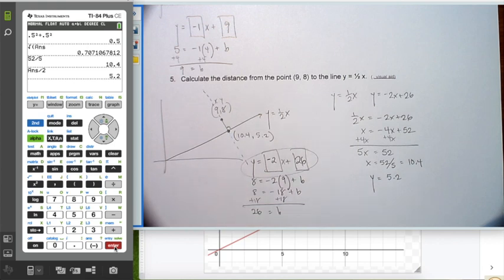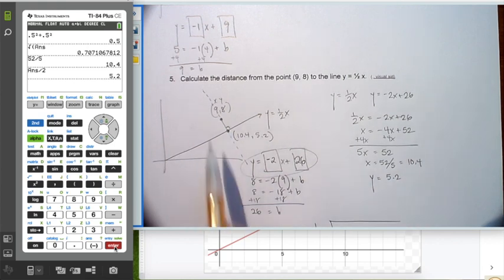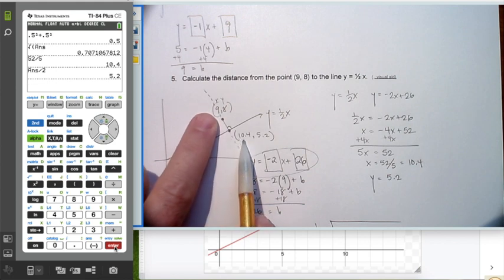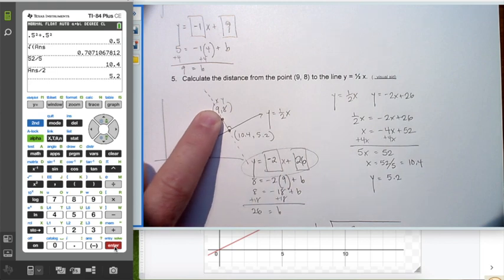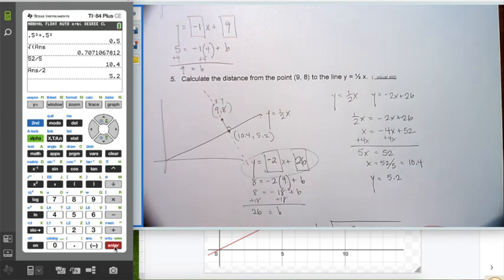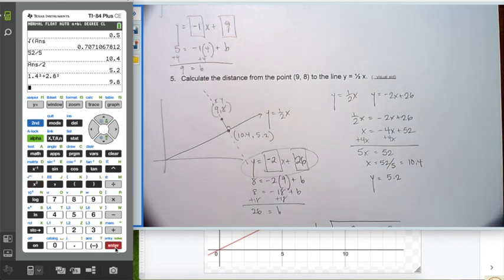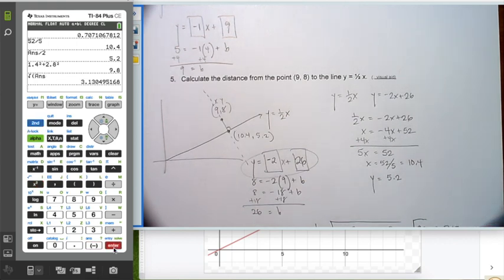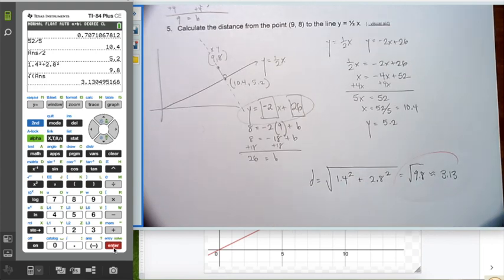Alrighty, so now we're going to calculate the distance from the point to the line. In the x direction, it's the difference between 10.4 and 9. In the y direction, it's the difference between 8 and 5.2. So I'm going to take each of those differences, square them and add them together. So 1.4 squared plus 2.6 squared is 9.8. So I'm looking at the distance being the square root of 9.8, which my calculator says is 3.13. And there you go. That's the distance from the point to the line. The perpendicular distance is the shortest.